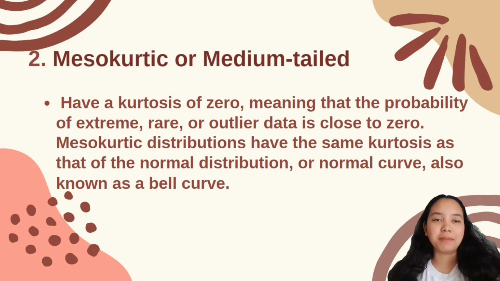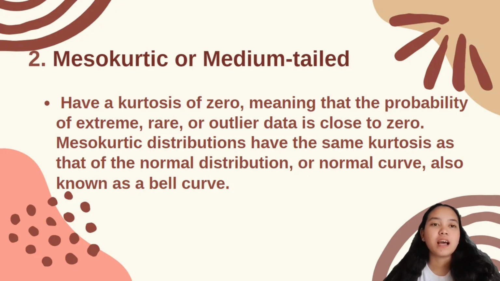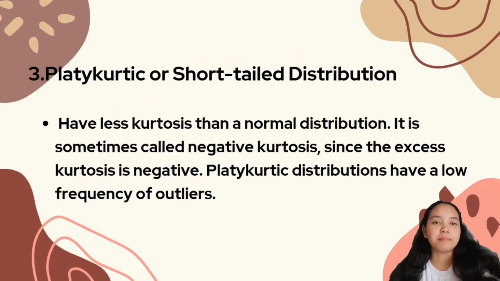The second type is mesokurtic or medium-tailed distribution. These have an excess kurtosis of 0, meaning that the probability of extreme, rare, or outlier data is close to 0. Mesokurtic distributions have the same kurtosis as that of the normal distribution or normal curve, also known as a bell curve.